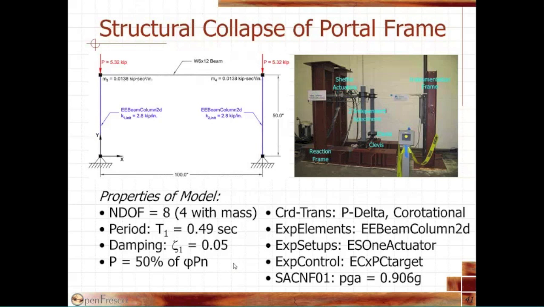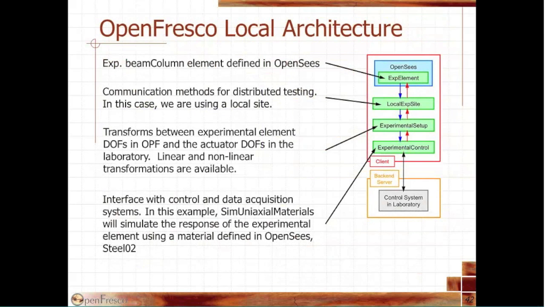If we look at that architecture again and just quickly remind ourselves what the different portions are, we will have our beam column element defined inside OpenSees, so the experimental element will be sitting directly in OpenSees. We'll use a local site because we're doing a local test, so we are not distributing things. We'll have the transformation between the experimental element degrees of freedom and the actuator degrees of freedom done in terms of a one actuator experimental setup.